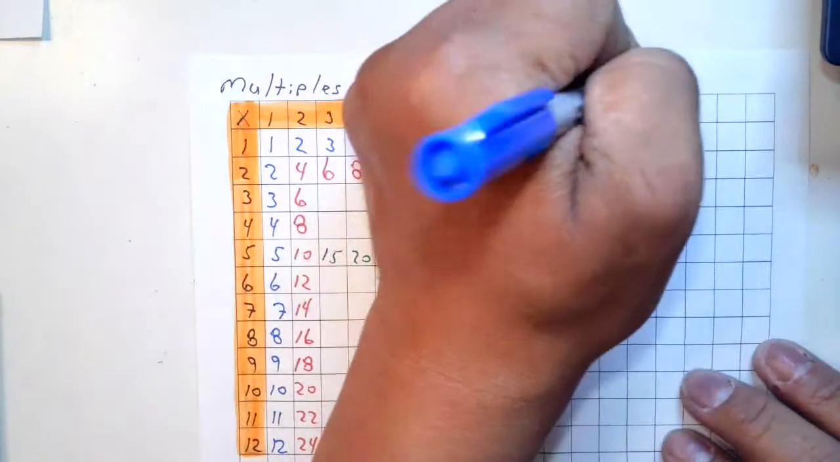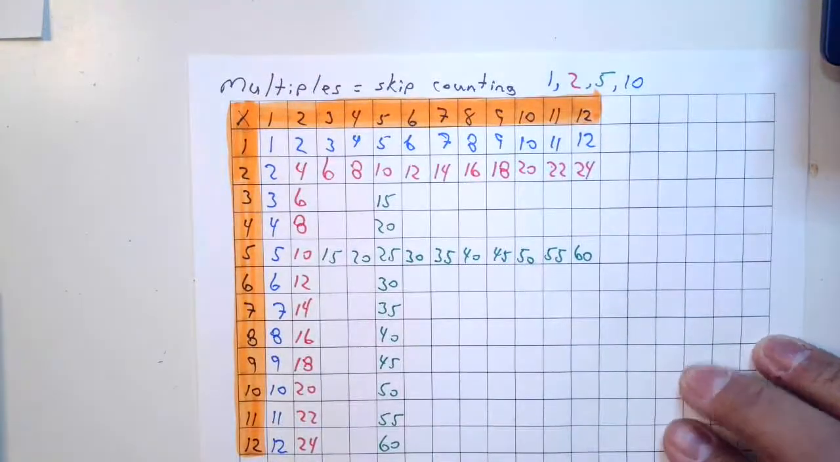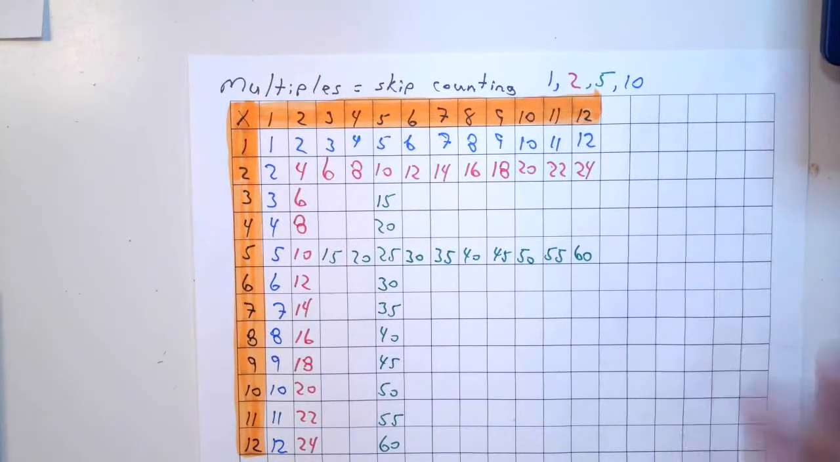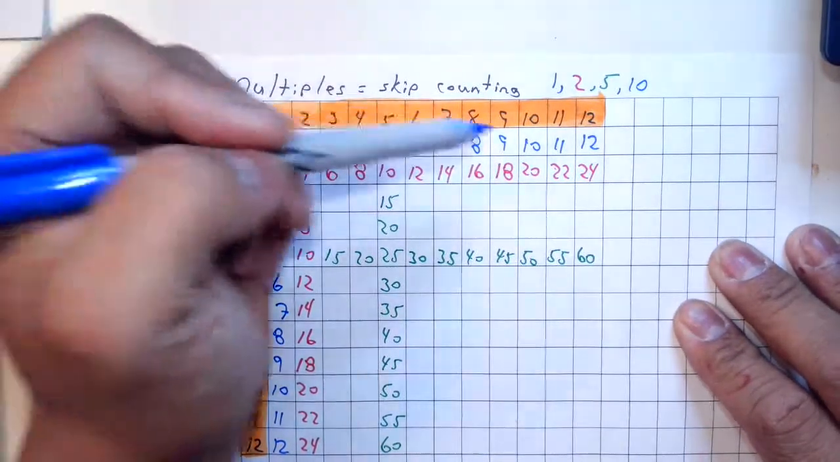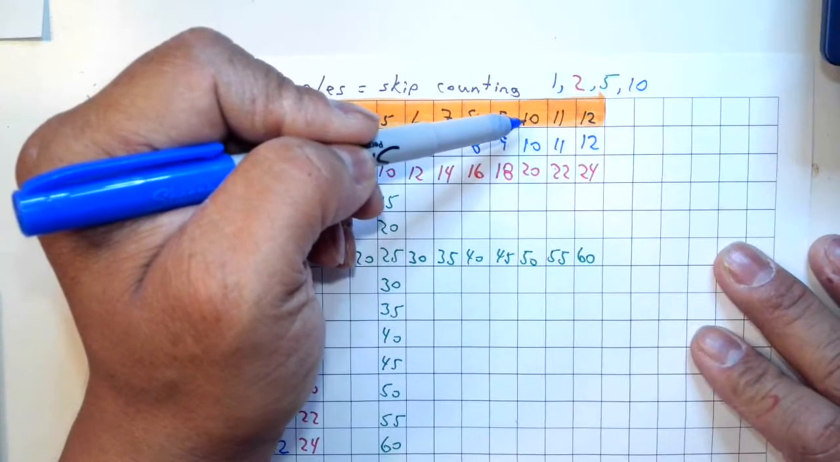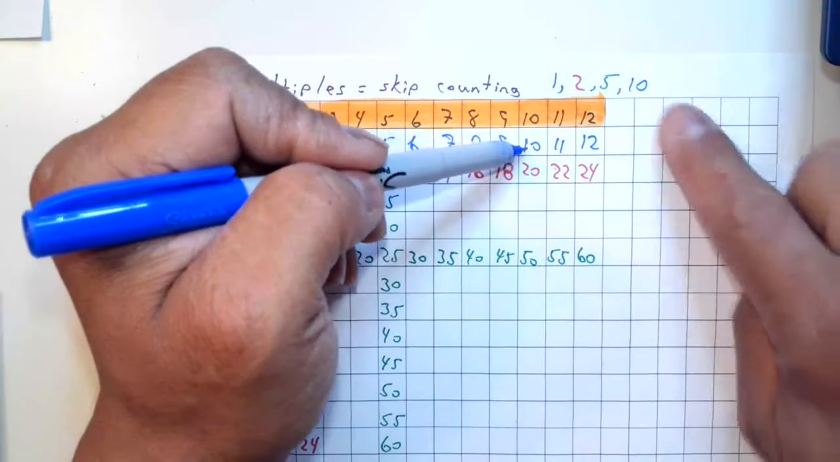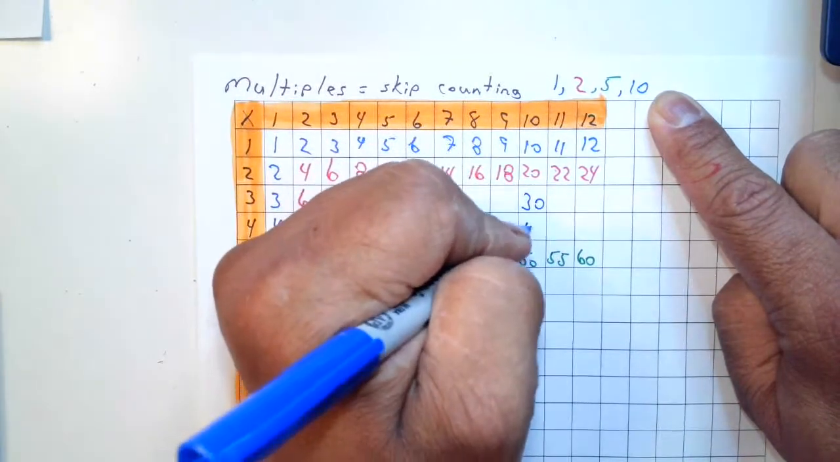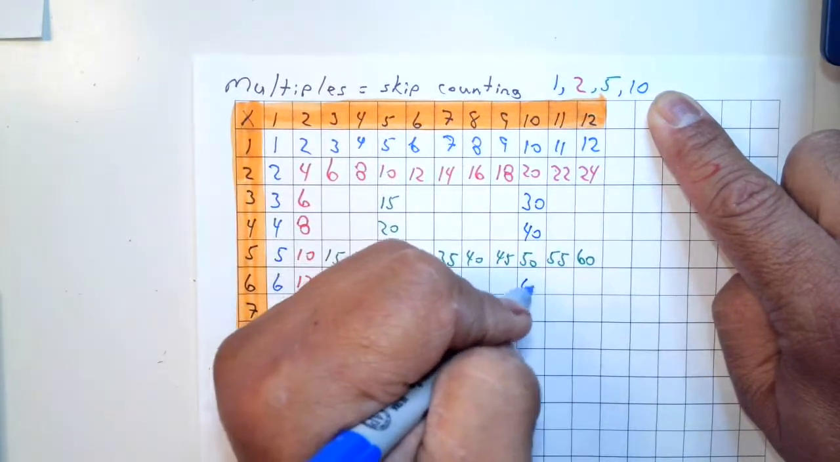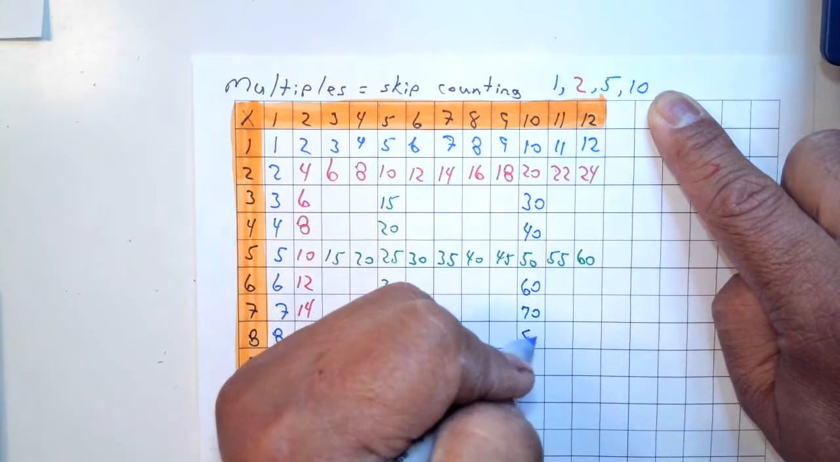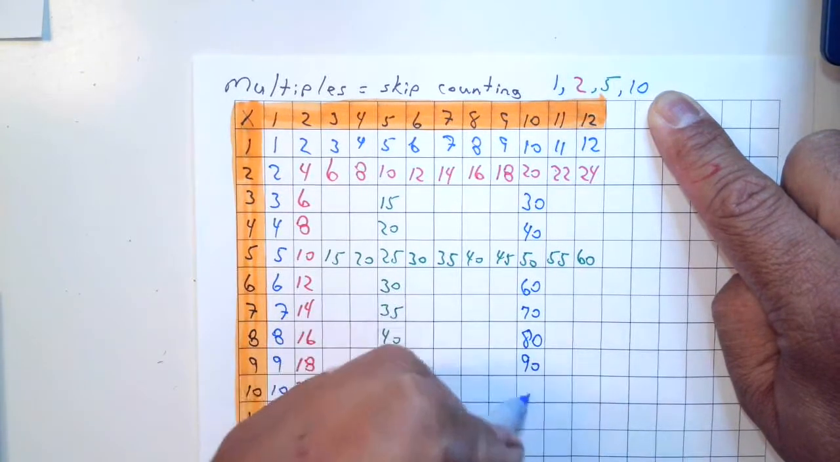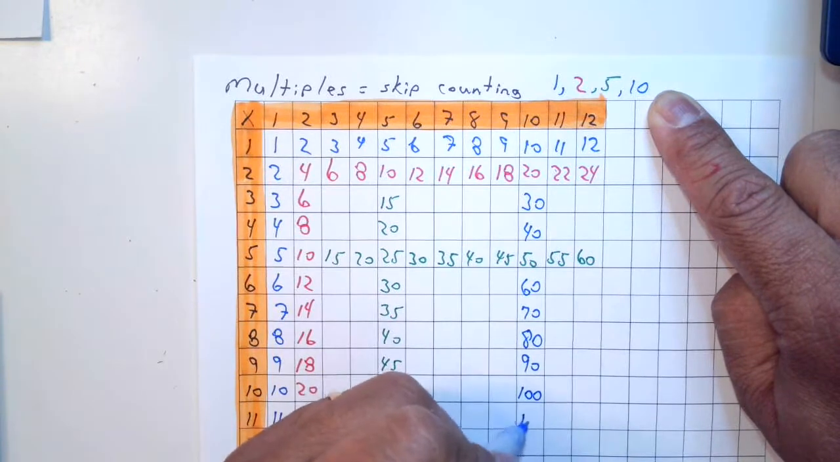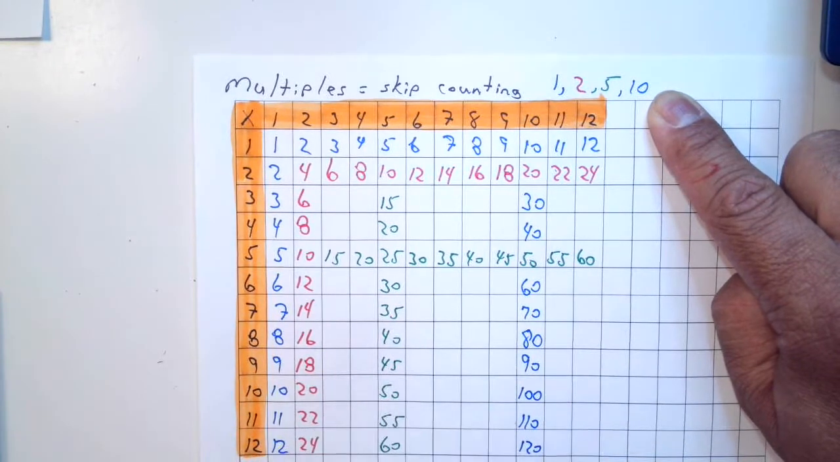After the 5, the 10. These are the ones that you should know how to do skip counting right away. So multiples of 10, skip counting of 10, starting with the first one. First one is 10, and then 20, 30, 40, 50 is there, 60, 70, 80, 90, 100, 110, 120. Multiples of 10.